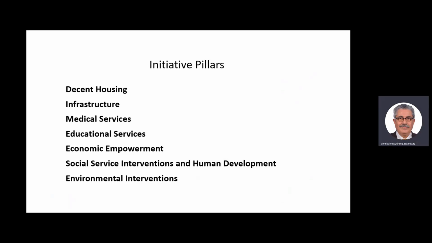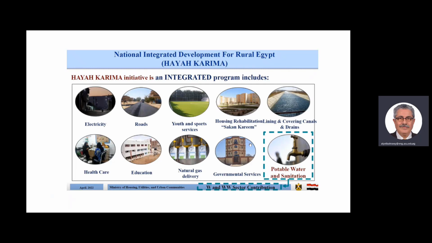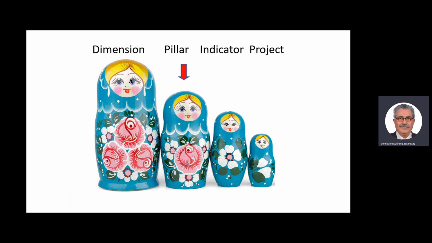It has pillars also, and the pillars cover housing, infrastructure, medical services, educational services, economic empowerment, social service interventions and environmental interventions. As you can see, they cover a lot of areas. This is why this photograph shows different things, starting from electricity, roads, sports, housing, healthcare, irrigation, education, natural gas, governmental services, and we give some special attention to water projects in terms of potable water and sanitation.